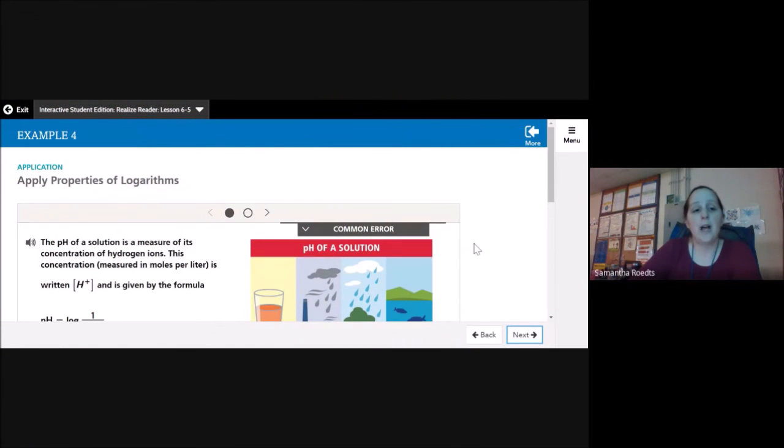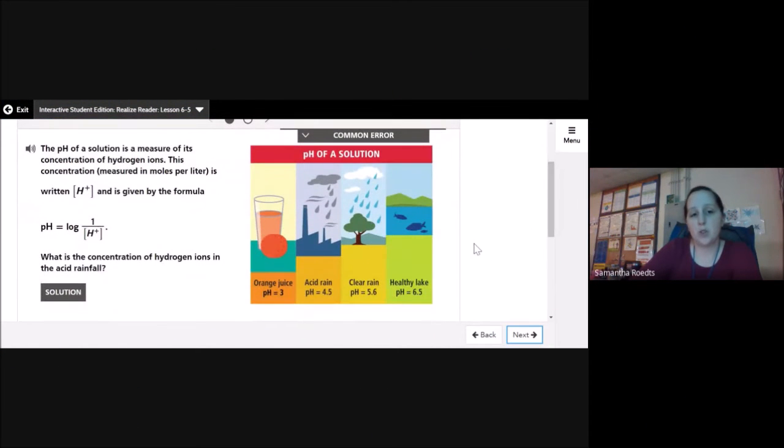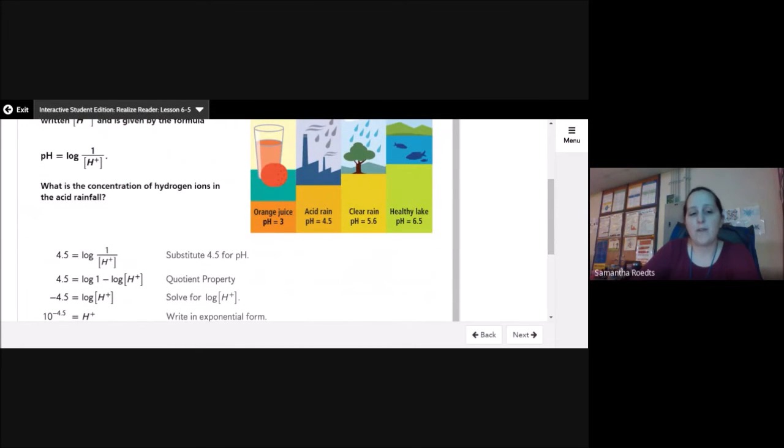All right, example 4, apply properties of logarithms. So the pH of a solution is a measure of its concentration of hydrogen ions. This concentration measured in moles per liter is written H to the positive power and is given by the formula pH equals log 1 over H to the positive. What is the concentration of hydrogen ions in the acid rainfall? Okay, so here's the pH of the solution. Here's my acid rain. The pH level is 4.5. Okay. So I have 4.5 equals log 1 over H plus.